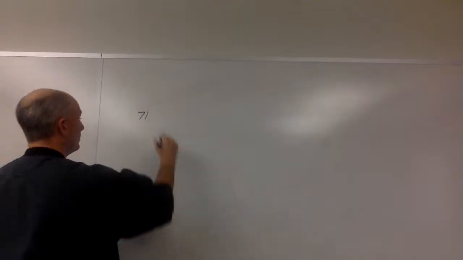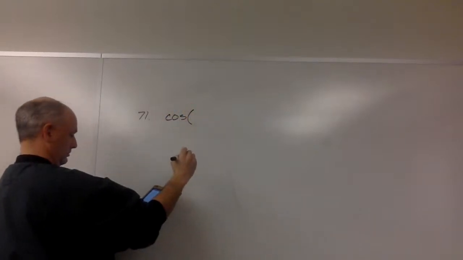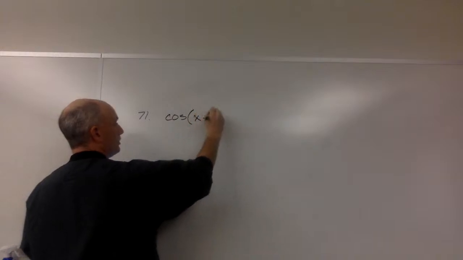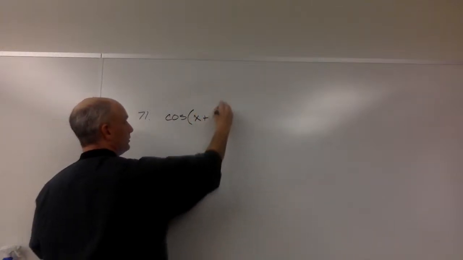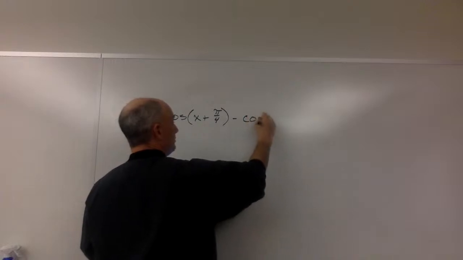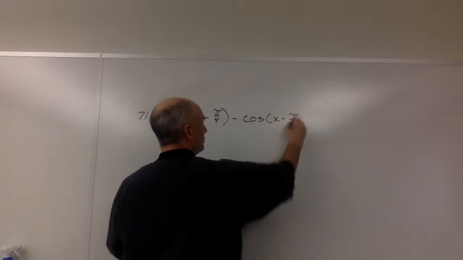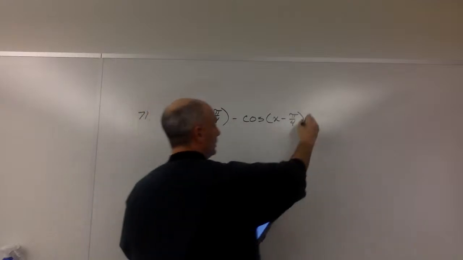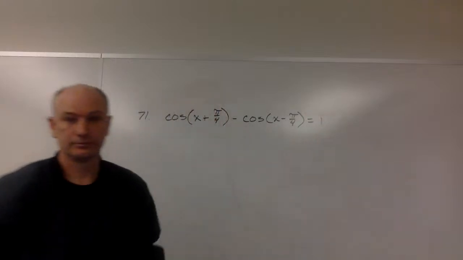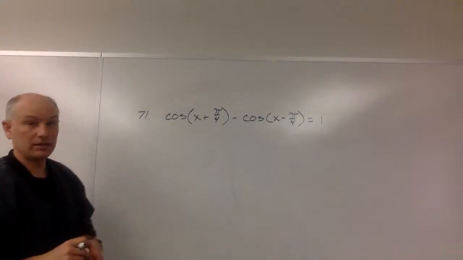All right, problem 71. Here we've got the cosine of x plus pi over 4 minus the cosine of x minus pi over 4 equal to 1. Okay. All right, same kind of thing.